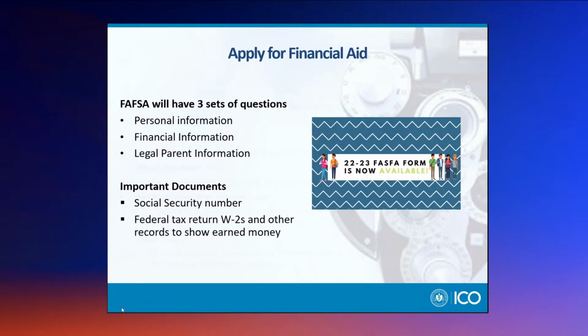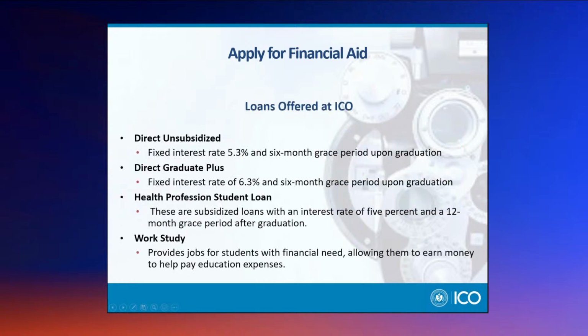So the types of loans that we offer here at ICO through financial aid, we have the direct unsubsidized loan, which is at a fixed interest rate this year of 5.3%. And you have a 6-month grace period to start paying back this loan after you graduate. And this loan typically goes towards the cost of tuition.